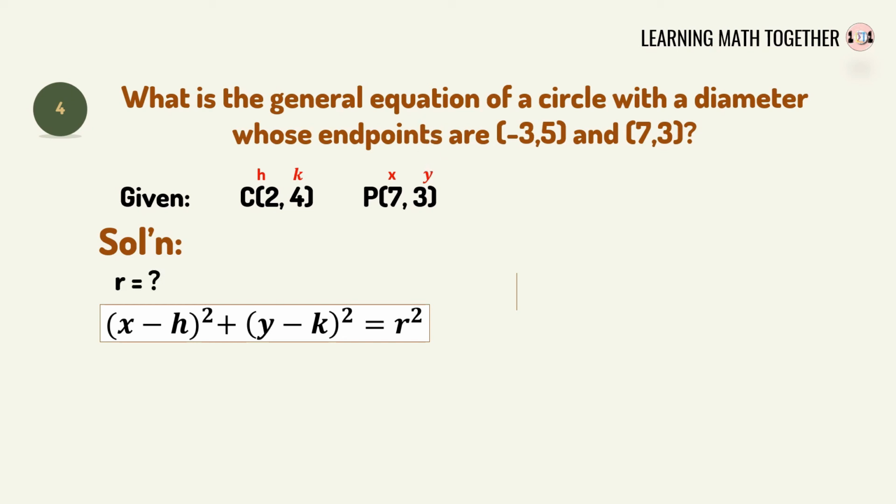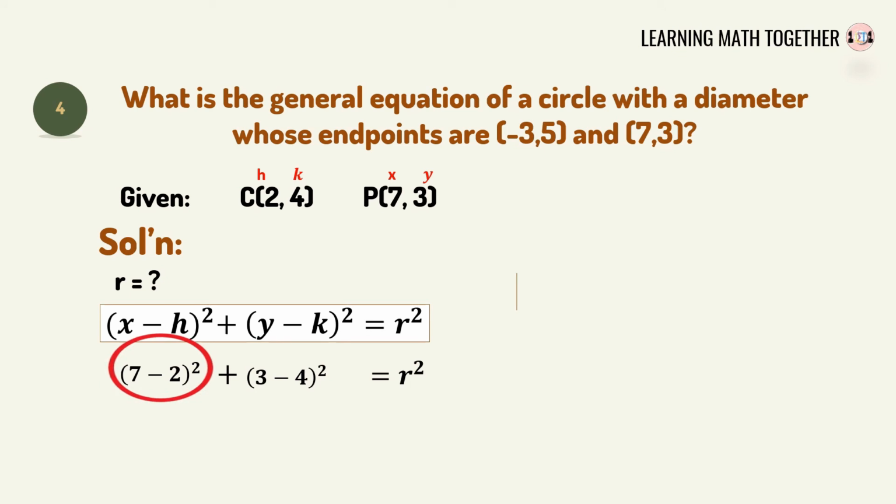So just substitute the value of x, that is equal to 7. Substitute the value of h, that is equal to 2. Copy the plus sign, and then don't forget that you have to copy also the exponents here. And then copy the value of y here, that is equal to 3. Substitute the value of k, that is 4. And then just copy the radius. Simplify further for us to get the value of the radius.